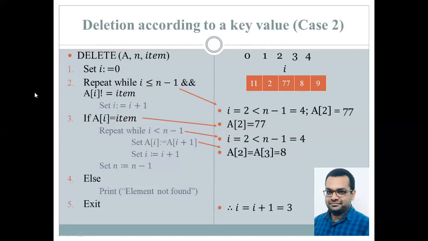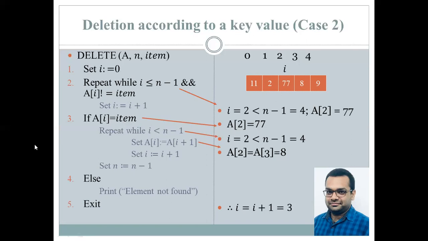Because in case the value of I exceeded n minus 1, then the element was not found in the array and the result has to be printed over here. In case we have found the item to be deleted, then we have to delete that item from the array. However, since here the case is the latter, that is a of I equals the item, this check is true. Now the statements inside condition number 3 are executed.